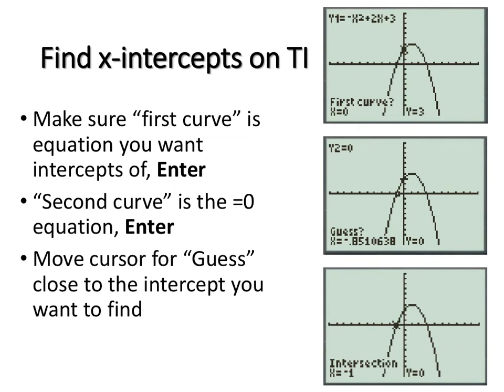Once you choose this option, the calculator will show you the graph and ask you about the first curve. You're going to make sure that the equation you see at the top of the screen is the equation that you want to find the intercepts of. Once you push enter, it will ask you for a second curve.